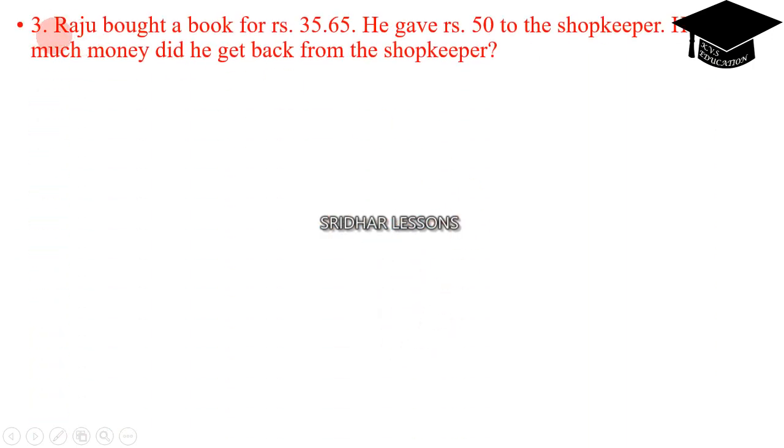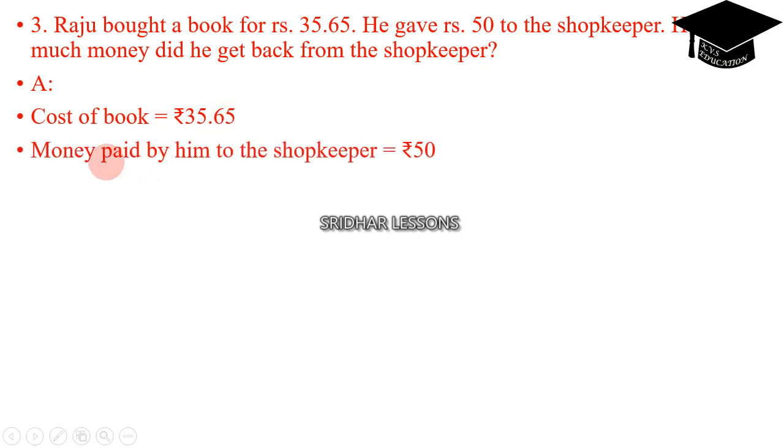Question number 3. Raju bought a book for 35.65 rupees. He gave 50 rupees to the shopkeeper. How much money did he get back from the shopkeeper? Cost of the book is 35.65. Money paid by Raju to the shopkeeper is 50 rupees.